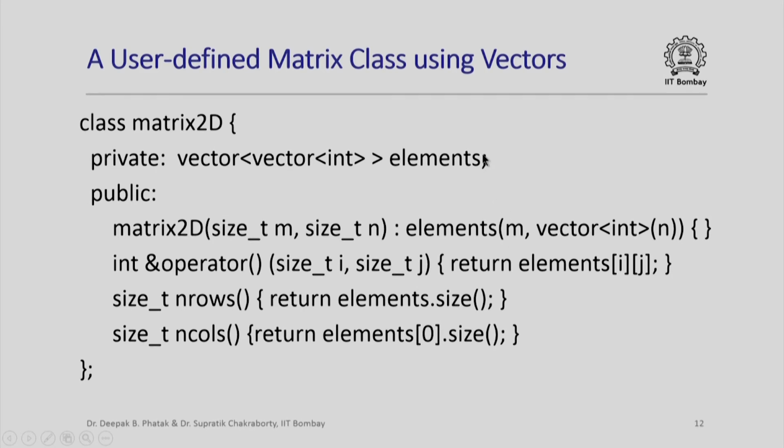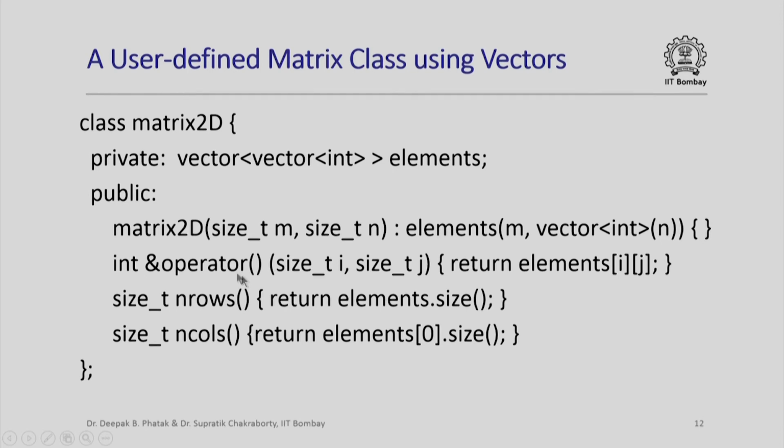Recall that when I pass parameters like this, when declaring a variable of type vector, this is the size of the vector and this is what each element of the vector should be initialized to. So here I am saying that elements should be initialized to a vector of size m, where each element of that vector is an integer vector of size n. So really I am initializing elements to a two-dimensional array or a two-dimensional matrix of size m by n.